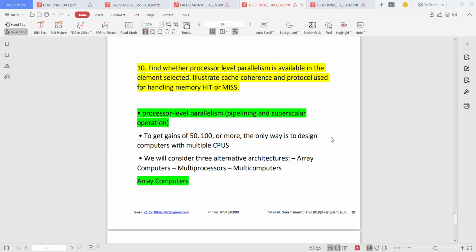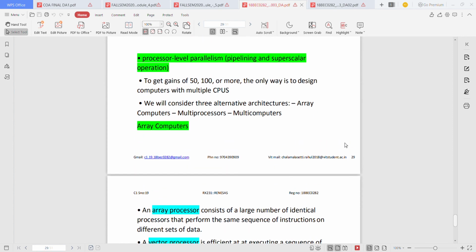The next thing we are going to discuss is whether processor level parallelism is available in the element selected, and illustrate cache coherence and the protocol used for handling memory hits or misses. Processor level parallelism: to get a speedup of 50, 100 or more, the only way is to design computers with multiple CPUs. We will consider three alternative architectures: array computers, multiprocessors, and multicomputers.